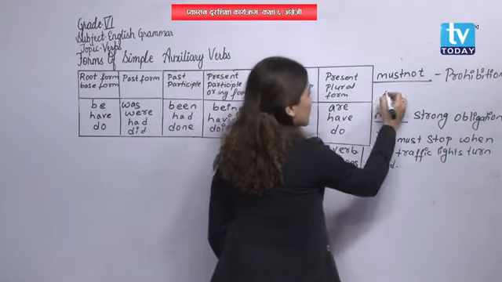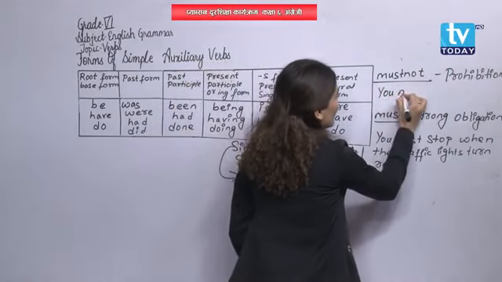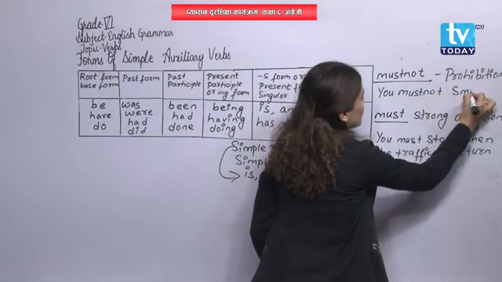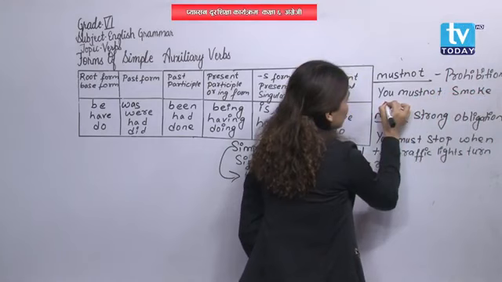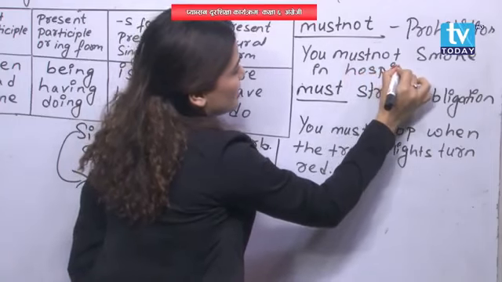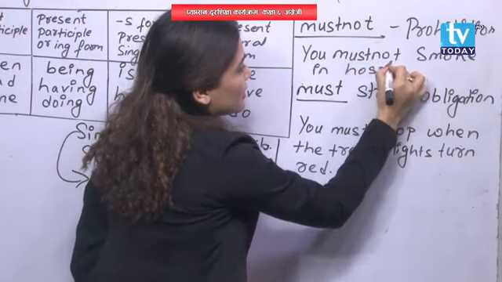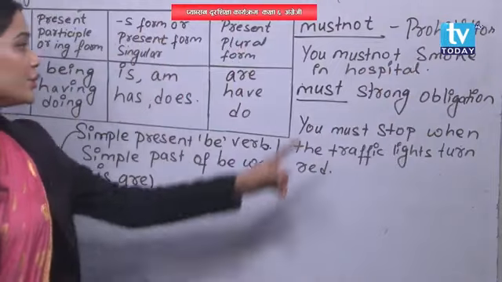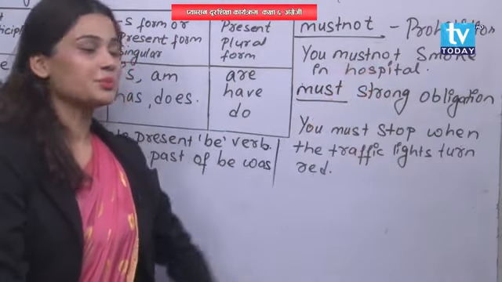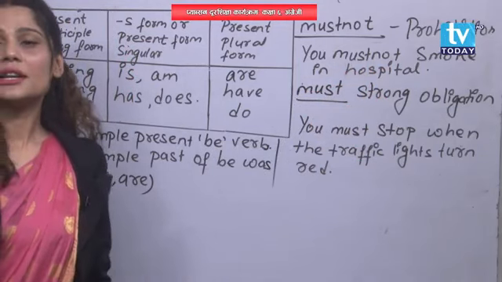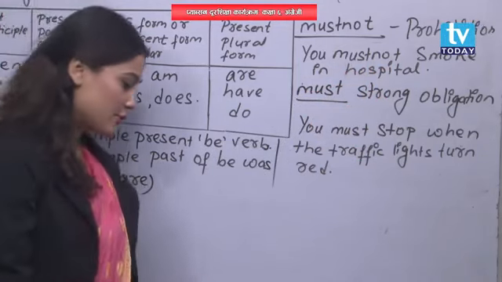Yes. You must not smoke in hospital. Hospital. Yes or no? You must not smoke in hospital. This is prohibition. So what will be another example of modal auxiliary verb?